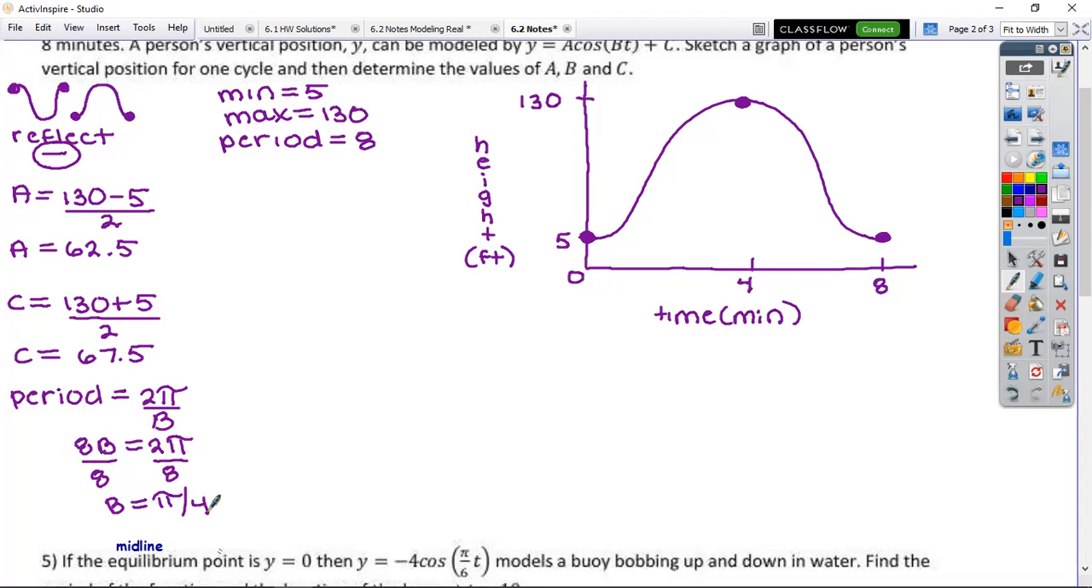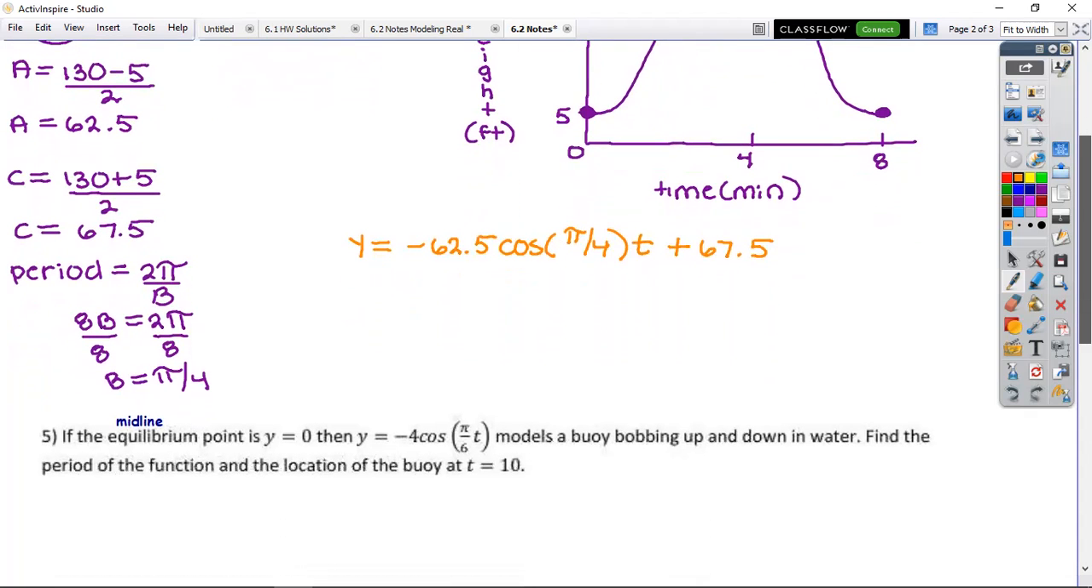Now, when you go to pull all that information into your final equation, don't forget that we need to place the negative in the front. So I have y equal to negative 62.5 cos of pi over 4 times t plus 67.5. And again, the negative is not referring to amplitude, it's referring to that reflection. Okay, how's that one? Pretty good?